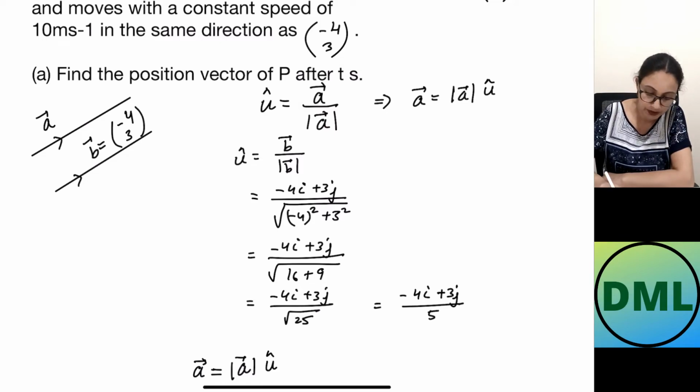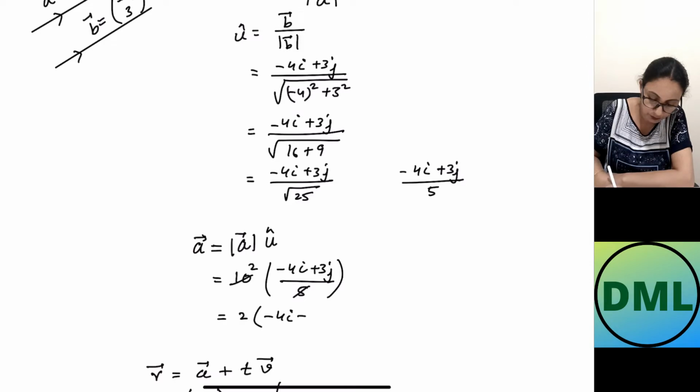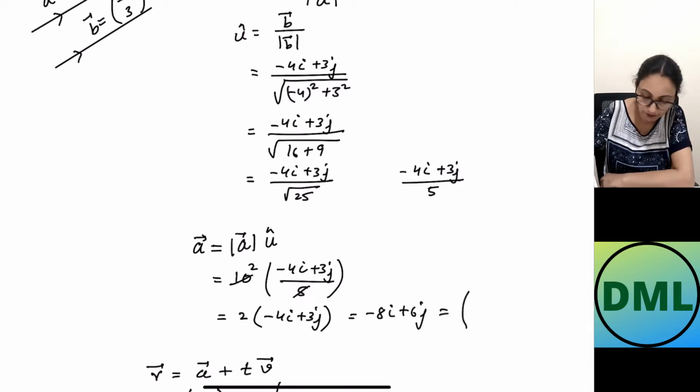Now I am going to substitute this value of unit vector here in vector A. So the vector A will be magnitude of A multiplied by the unit vector. Magnitude of A is 10 and the unit vector will be minus 4i plus 3j divided by 5. Now 5 will get cancelled with 10 and it will be 2 here. So that will be written as 2 times of minus 4i plus 3j, which will be equal to minus 8i plus 6j. If I write it in the column vector form, this will be written as minus 8 and 6.